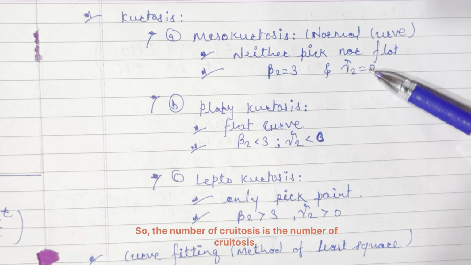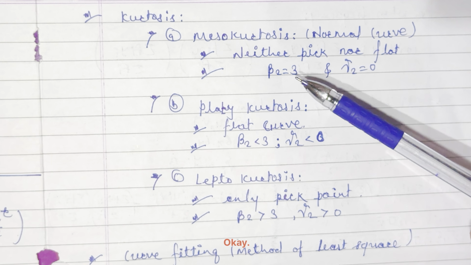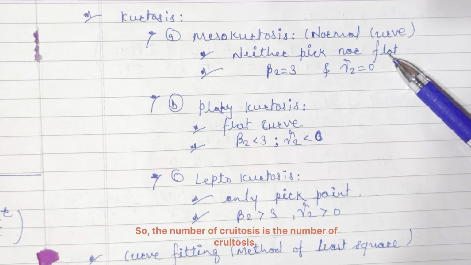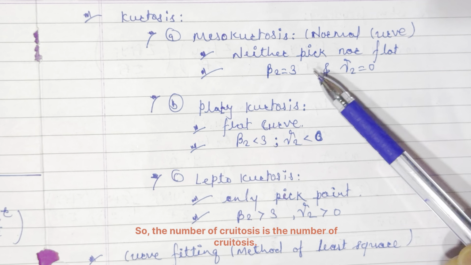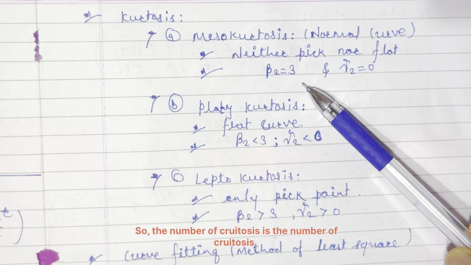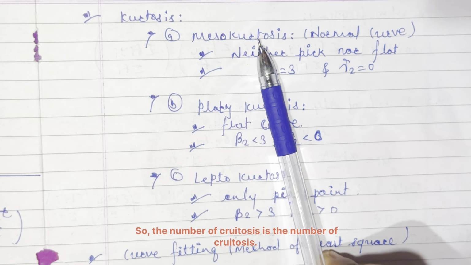First, mesokurtosis, also called a normal curve. It is the curve which has neither a peak nor flatness. Beta 2 can be written as 3, or gamma 2 is equal to 0. In such a condition we call it mesokurtosis.